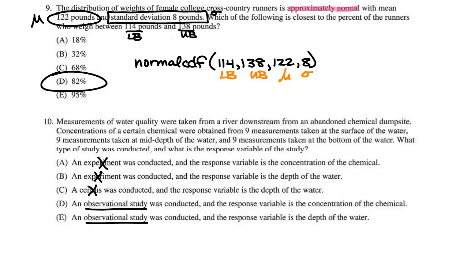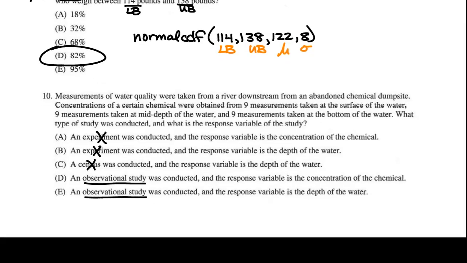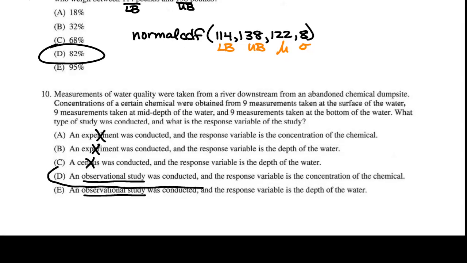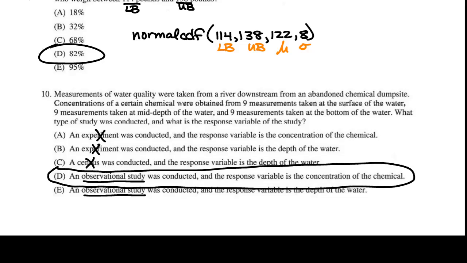And we want to determine what the response variable is. What is the thing that's being controlled by the researchers? The depth that they're going down to. So that is not the response variable. They have control over that piece. They choose that piece. The output that they get from that choice is the response variable. And what they are finding at these different depths is the concentration of the chemical. So this would be option D.